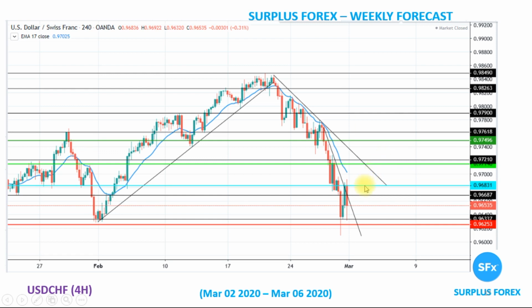So I'm keeping my entry at 96.83, stop loss at 96.25. Though the stop is pretty big, so keep your lot size accordingly. Keeping my first target at 97.20 and my second target at 97.50.